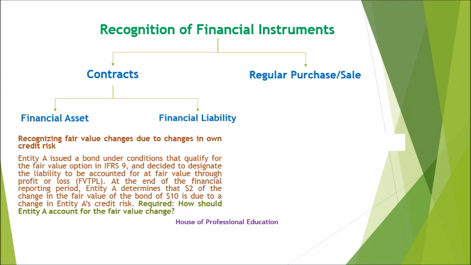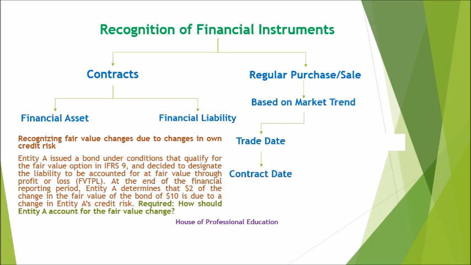Now see the other way in which we can recognize the financial instruments, that is the regular way purchase or sale of financial instruments, which should be recognized based on the market trend. A regular way purchase or sale of financial assets shall be recognized as applicable using trade date accounting, which means transfer of asset at the time of contract.